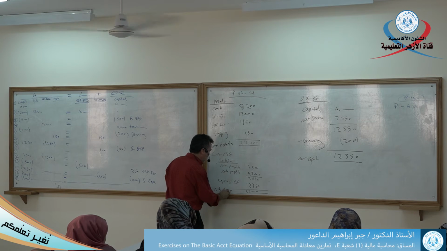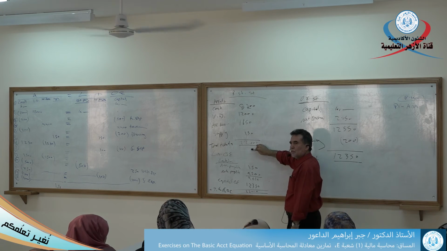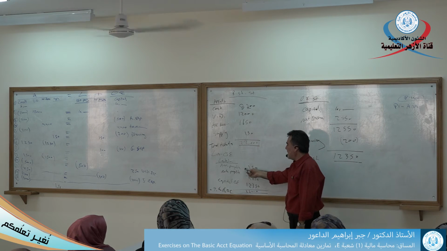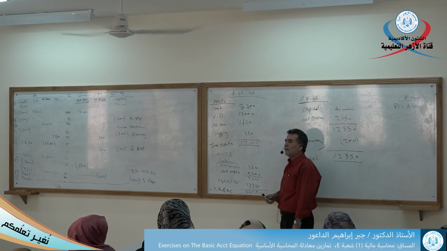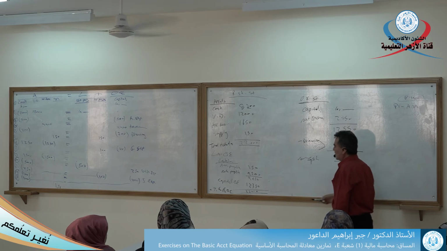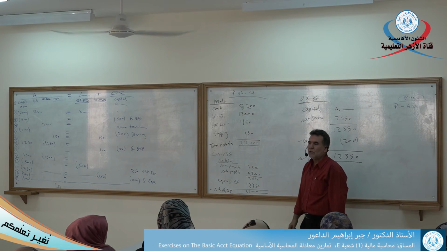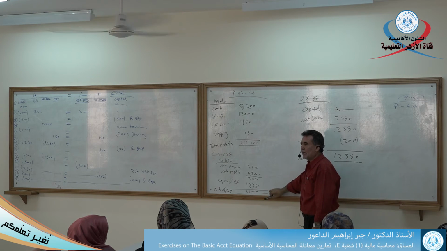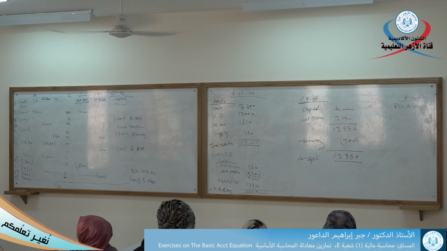Total liabilities and owner's equity. The two sides of the equation: assets, 22,000. Other side, liabilities and owner's equity. Liabilities: accounts payable 150, note payable 9,500, so the total 9,650. Owner's equity, 12,350. So the total is 12,350 plus 9,650 equals 22,000, the same as the assets amount. Assets equal liabilities plus owner's equity, 22,000. Okay.